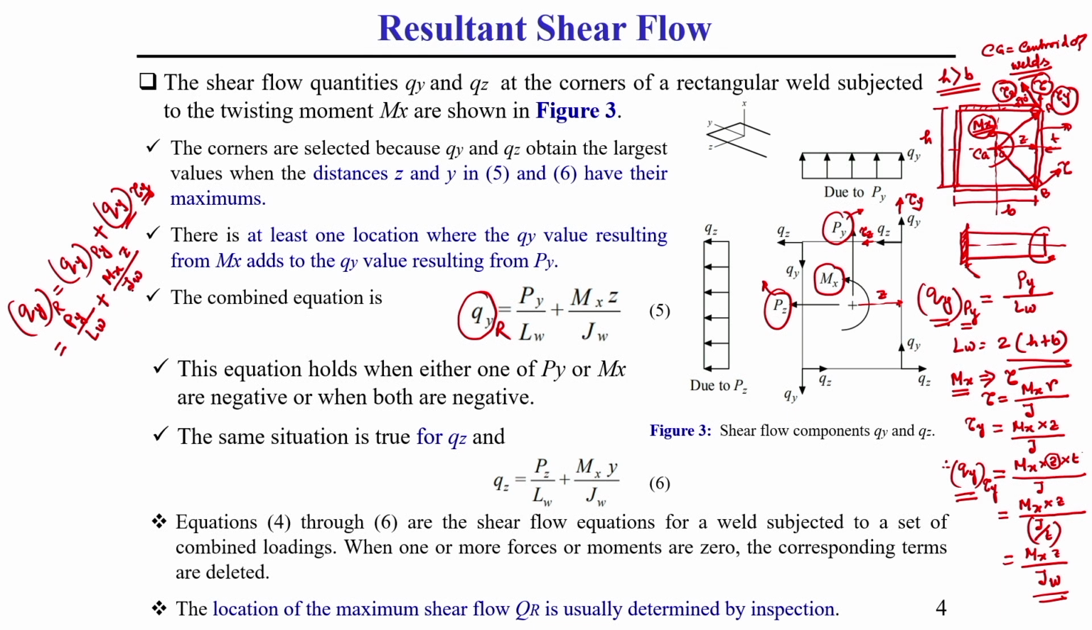What is Jw? Jw, as I have already told you, is the total polar moment of inertia divided by throat thickness t. What I am writing here is: J is equal to the total polar moment of inertia and t is equal to the throat thickness.